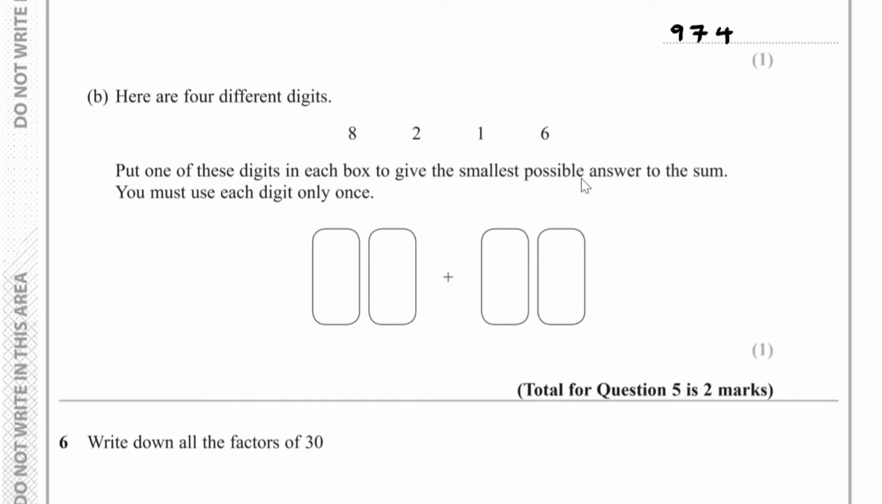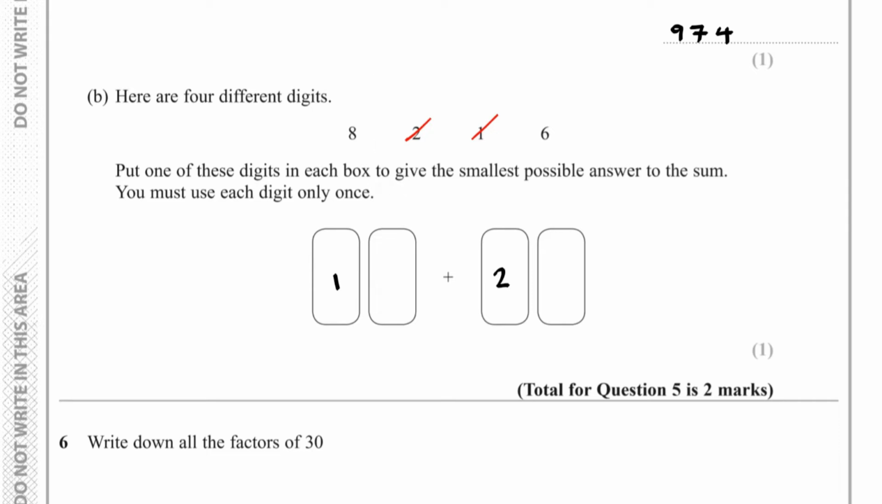And then for part B, here are 4 different digits. We've got 8, 2, 1 and 6. We have to put one of these digits in each box to give the smallest possible answer to the sum. You must use each digit only once. Well, we want to make the smallest possible sum. So for these 2-digit numbers, we want to use the smallest numbers possible. So I need to start off with the 1, and then I need to also start off with the 2 over here.